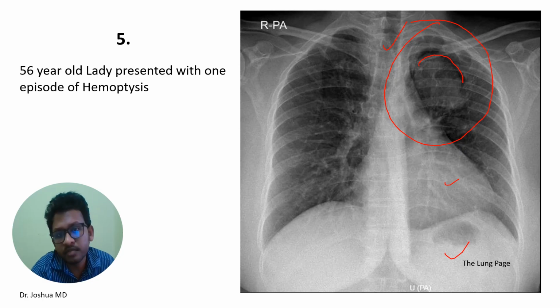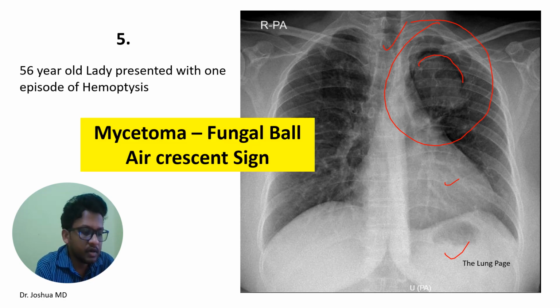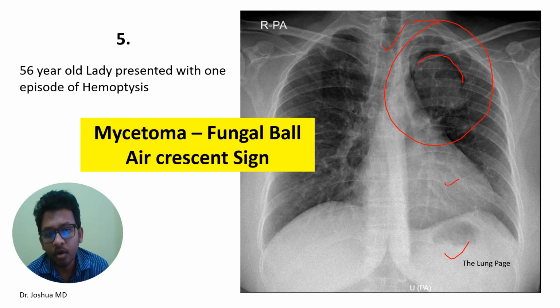the more suspicion with this type of chest X-ray is a fungal ball or aspergilloma. So when you encounter this type of chest X-ray, you have to take a good history, whether the patient has a past history of TB or not. So when you identify this type of chest X-ray, the diagnosis is mycetoma or fungal ball. This is called the air crescent sign. Okay.